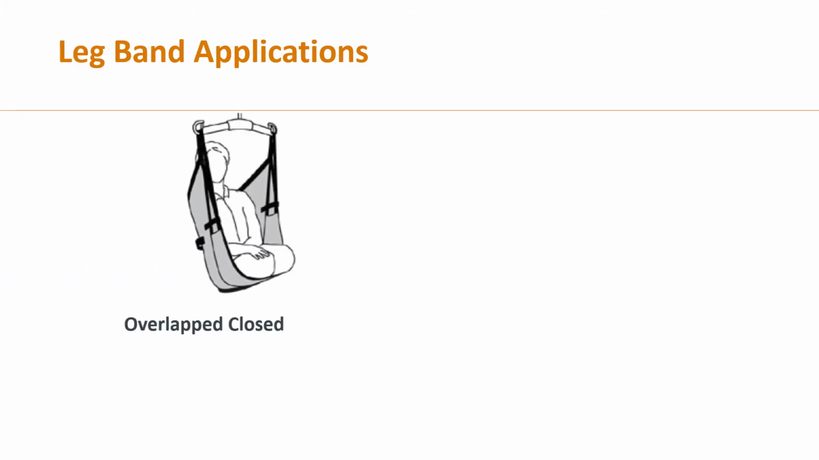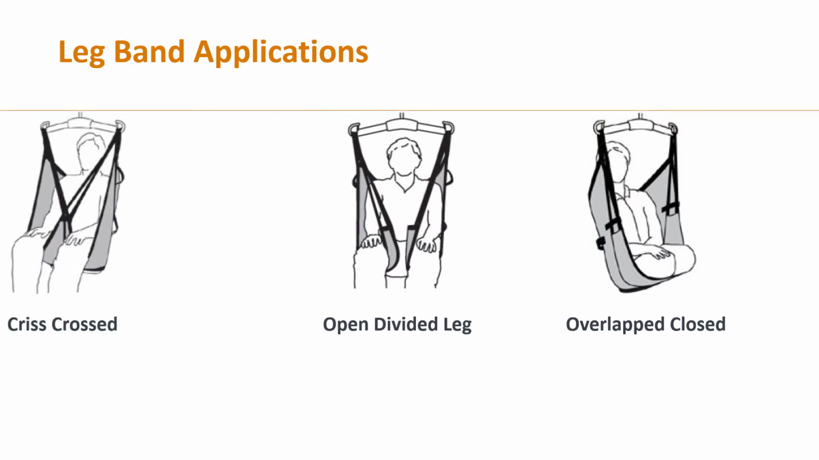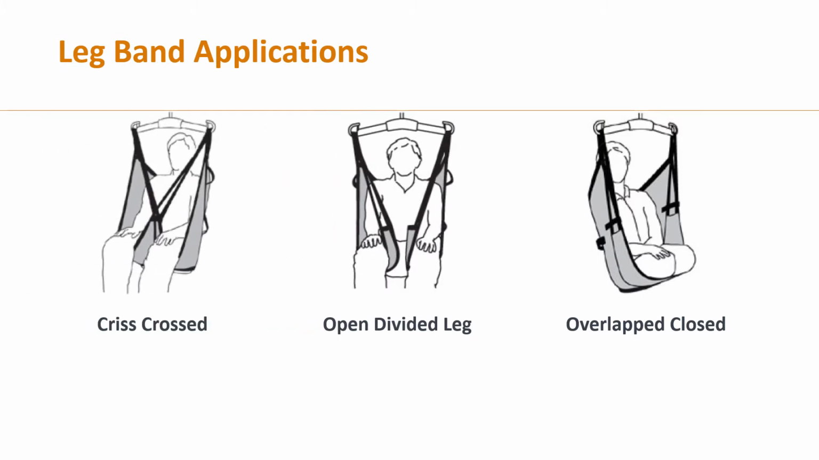Here are examples of possible leg band applications. There's the closed leg band application, the open leg band application, and the crisscrossed application. The crisscrossed application is the most commonly used leg band application. The healthcare professional will select the appropriate leg band application for the resident.